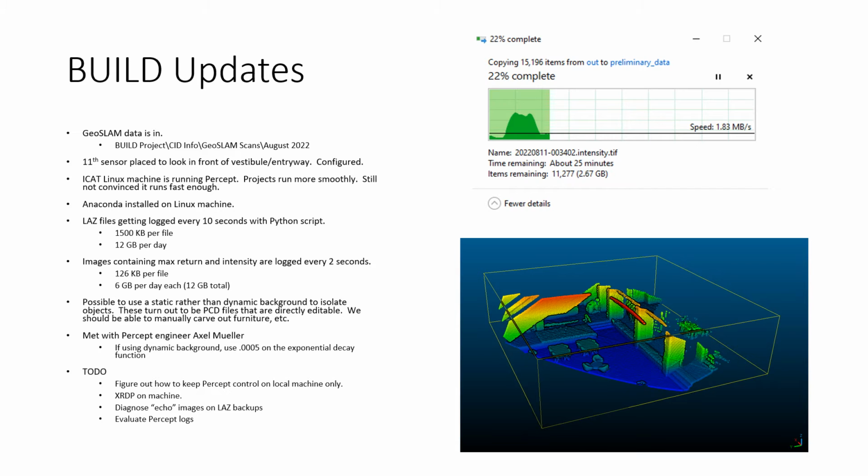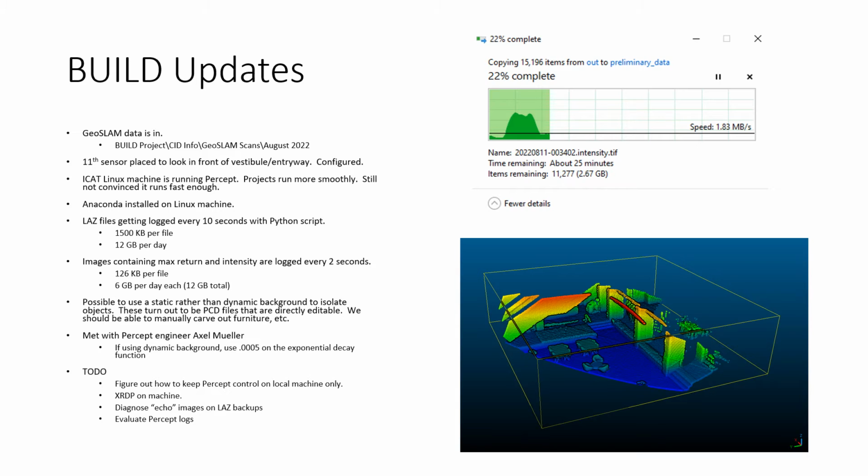I'm also logging images, including the max return intensity every 2 seconds. I don't know that I need both of those. They're pretty redundant, but at this point we don't really know what we need. I've had this pegged at 1 second. You can see that's going to really jump our storage requirements.